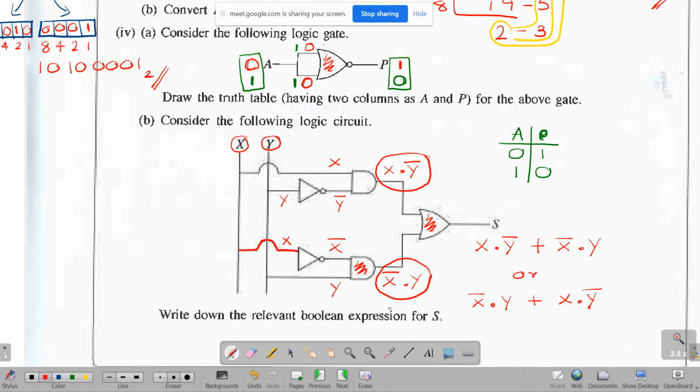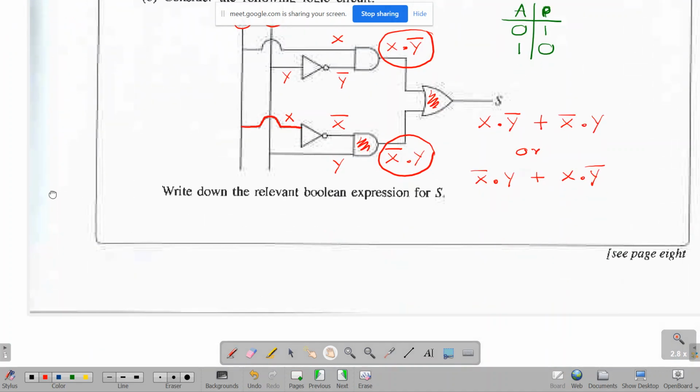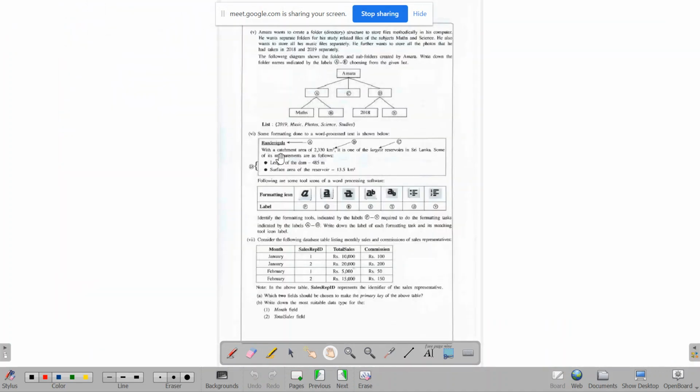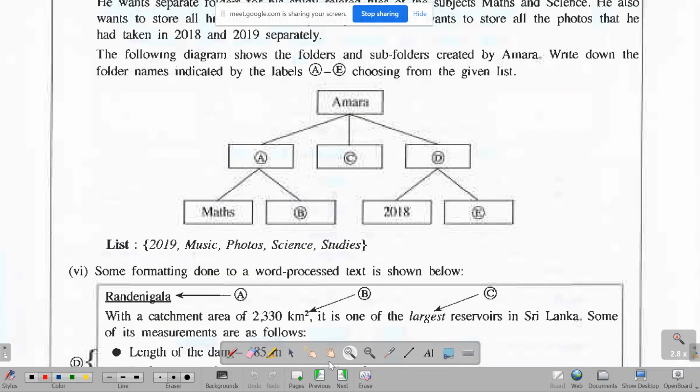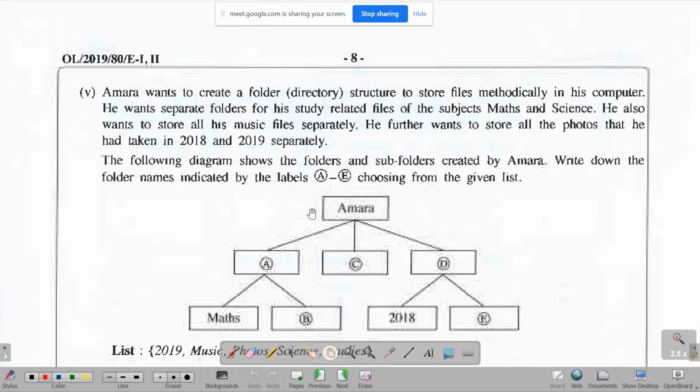Right, so moving to the next question, the 5th part. What they are trying to say is Amara wants to create a folder structure to store files methodically on his computer. He wants separate folders for his study-related files of the subjects maths and science. He also wants to store all his music files separately. He further wants to store all photos that he had taken in 2018 and 2019 separately.